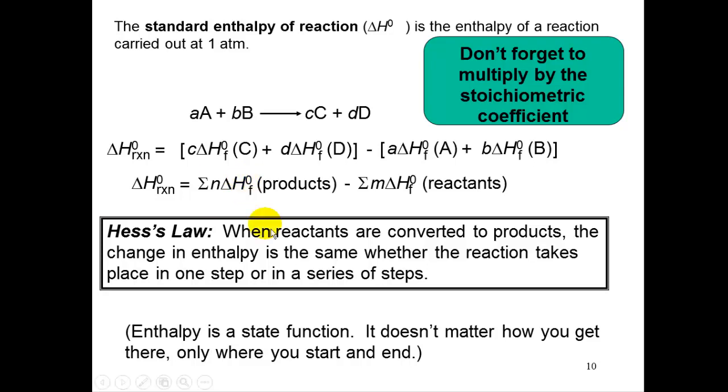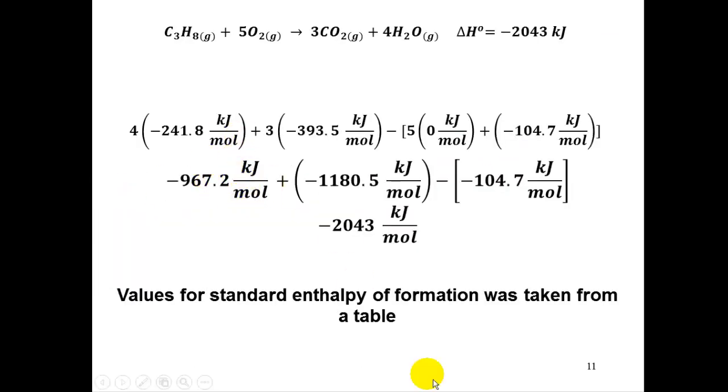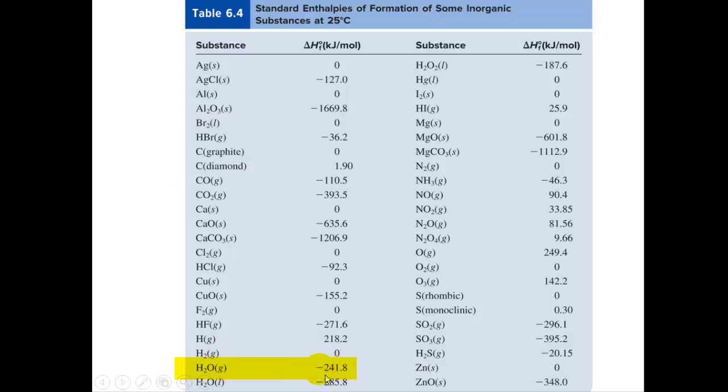So let's apply this equation to an example. Here's that reaction one more time. The combustion of propane, C3H8 gas plus oxygen goes to CO2 and water. So where does this minus 2,043 kilojoules come from? Well, under standard state conditions, I can do products minus reactants. So 4 times H2O, the gas form, which has an enthalpy of formation of minus 241.8. So I looked up H2O gas, minus 241.8. Don't put H2O liquid. You want to put H2O gas.